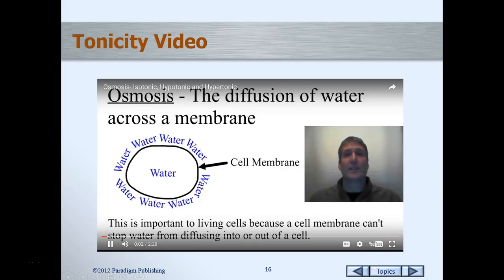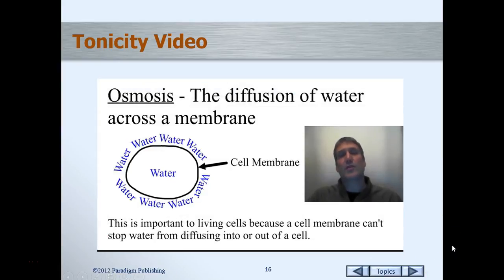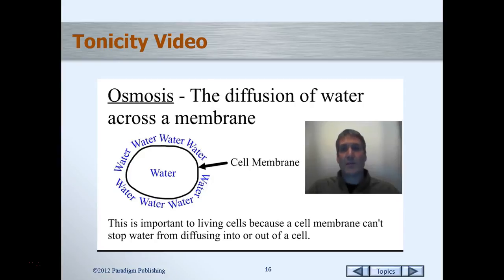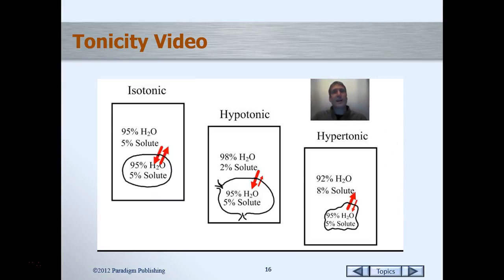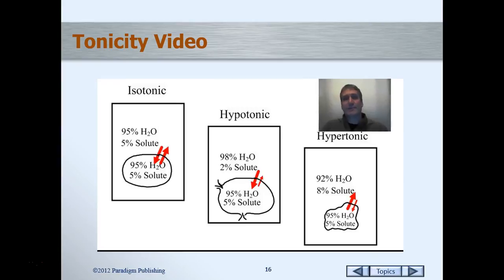Welcome aboard the BioTrain. In this video, we're going to talk about osmosis, which is the diffusion of water across the membrane. This is important for a living cell because it's a big part of maintaining homeostasis. It's also important because the cell membrane can't stop water from diffusing into or out of the cell. This means that the environment that the cell is in determines whether water will diffuse into a cell, out of the cell, or there won't be any diffusion at all. So the three different types of environments are an isotonic solution, a hypotonic solution, and a hypertonic solution. So let's go through all three and see what's happening.